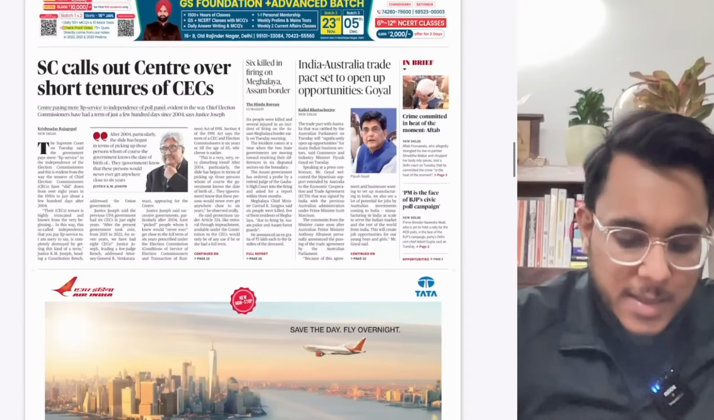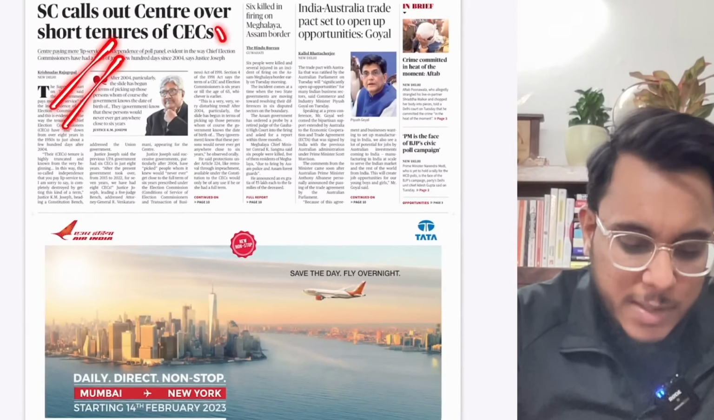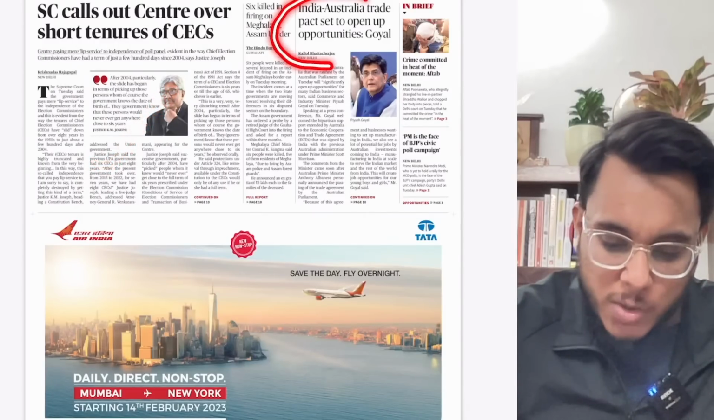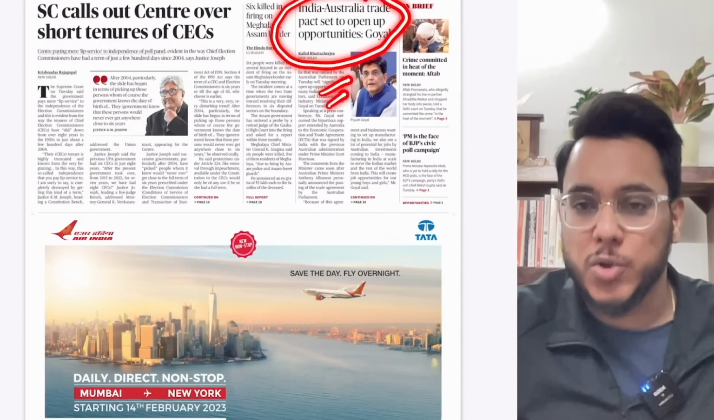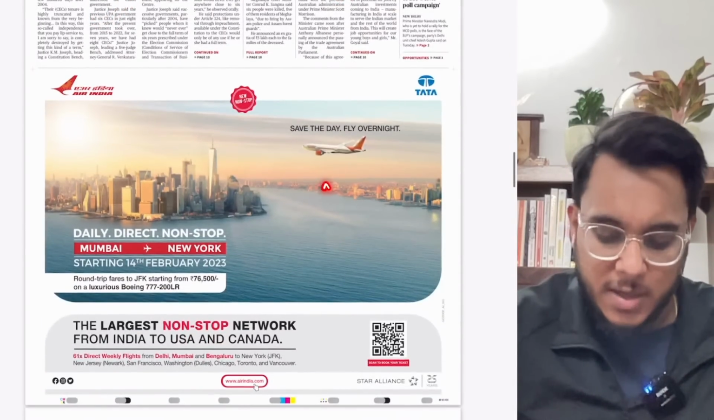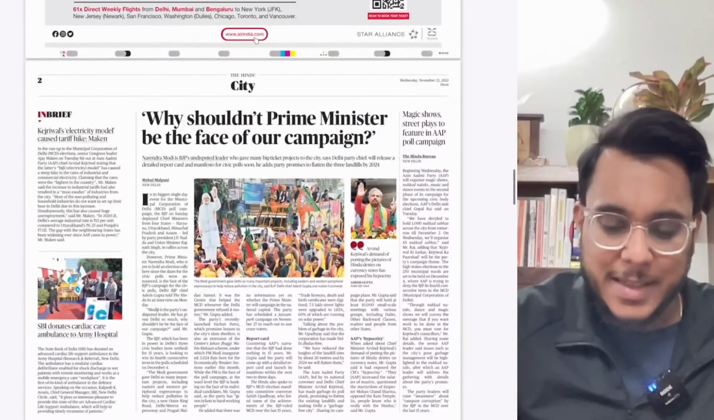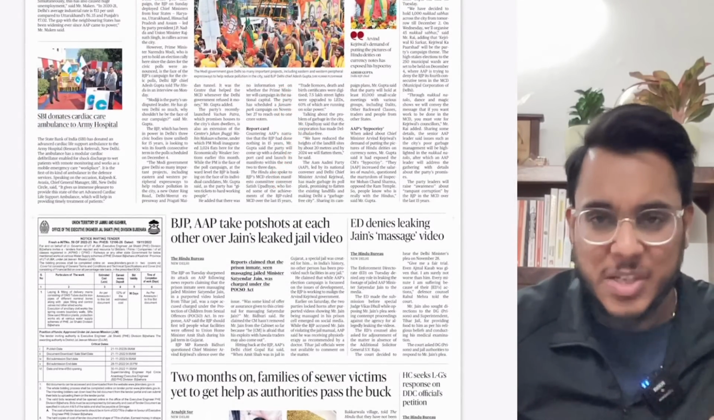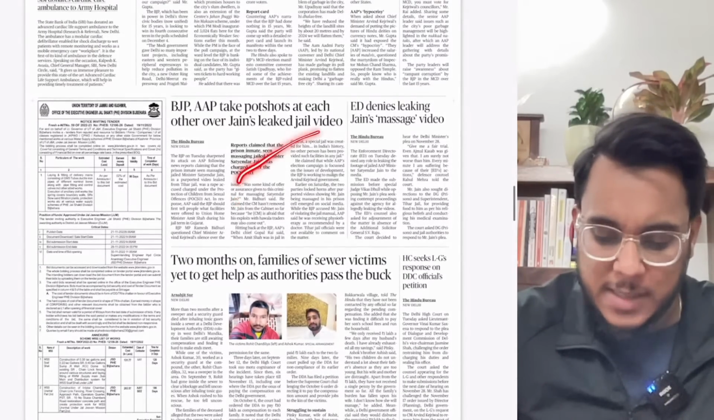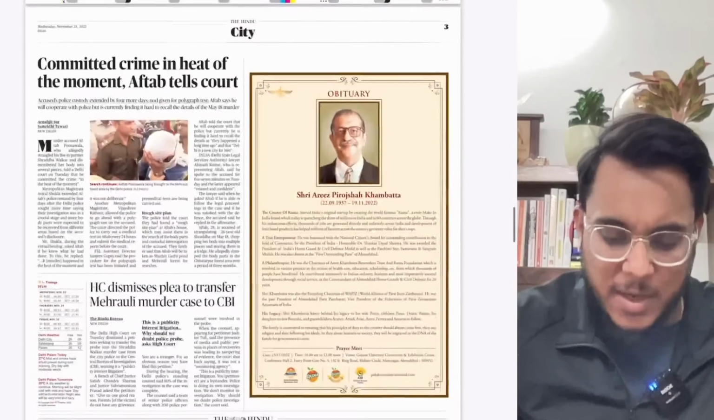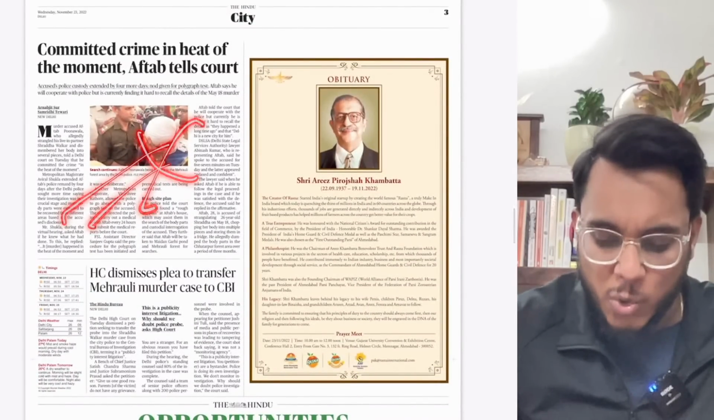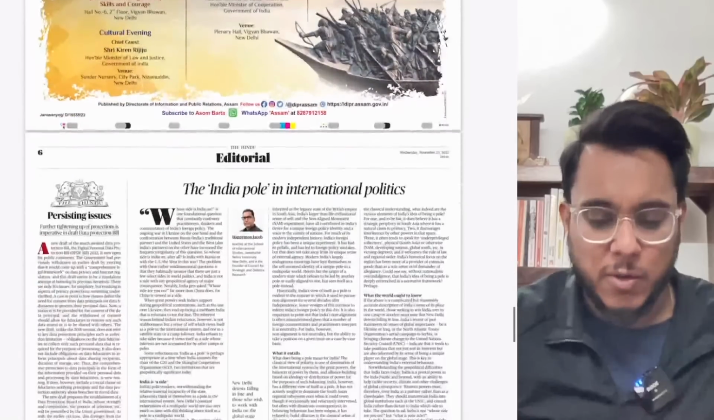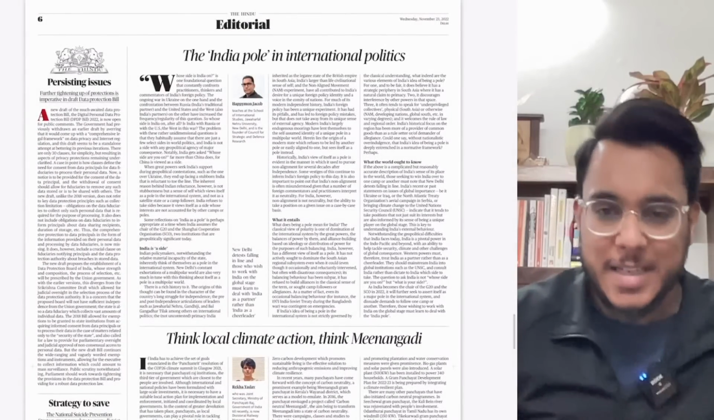Now, the first article is talking about how the Supreme Court calls out the Centre over the short-term tenure of the CEC. We'll see this article. India-Australia trade pact set to open opportunities. We'll see the India-Australia relations here. Then moving on, the city section, the regional politics, the ongoing MCD elections in Delhi and all such things have been discussed. Then the crime related issues etc. are there. You don't need to go in that particular direction. So moving on, much of the important things are not there in the regional section.